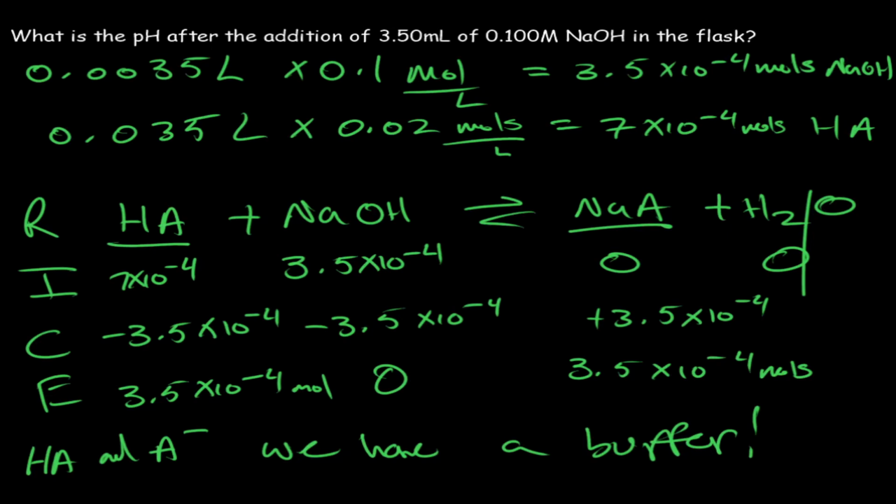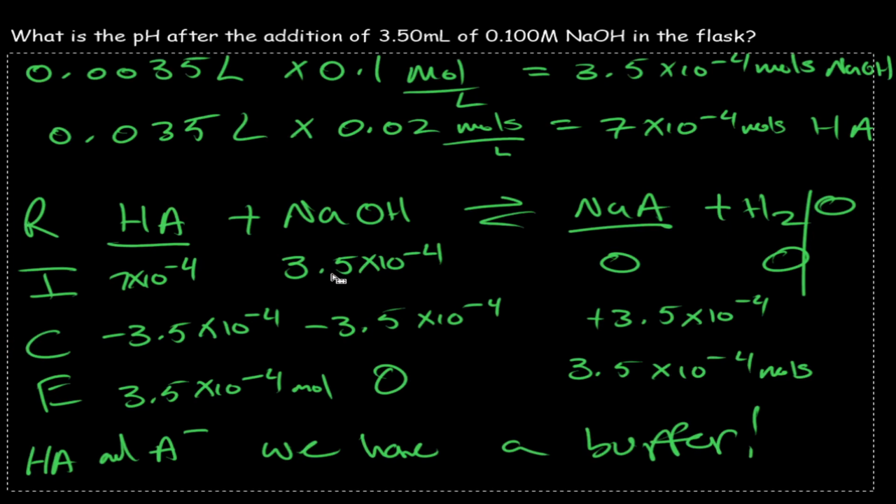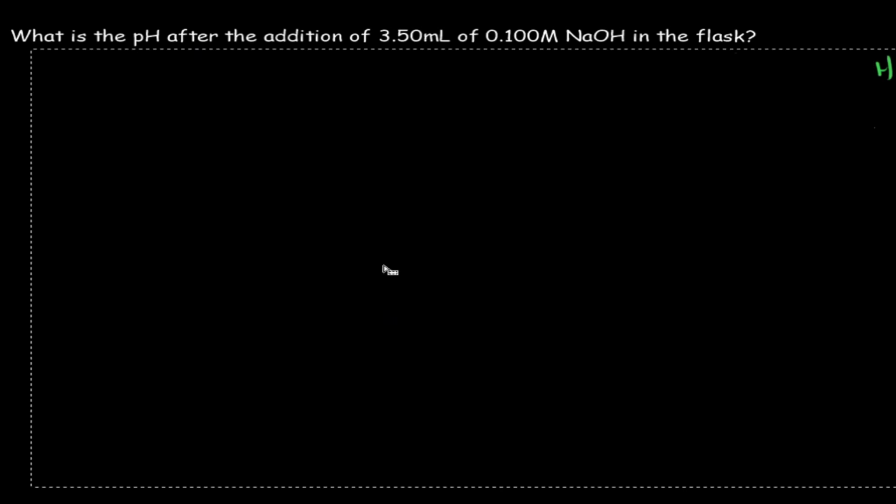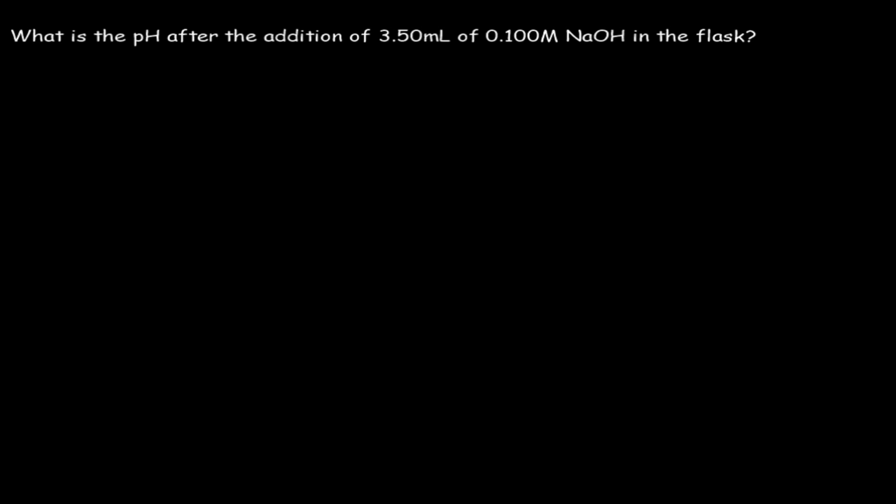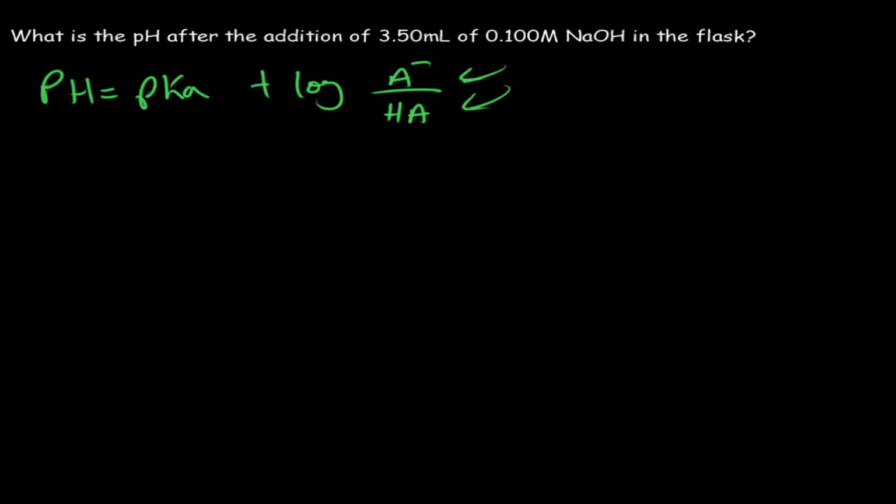And again, how do we find the pH of our buffer? Well, that's where we use the Henderson-Hasselbalch equation. The Henderson-Hasselbalch equation is pH equals pKa plus log of the concentration, or the mole amount, of A minus over HA. So we calculated what A minus and HA were just now, so all we have to do is fill in the rest.